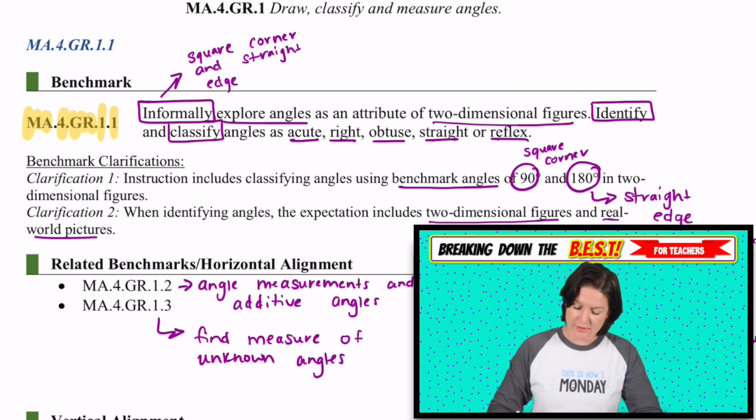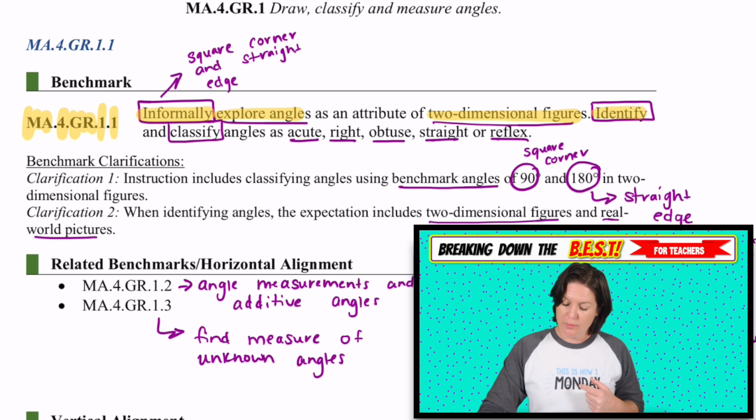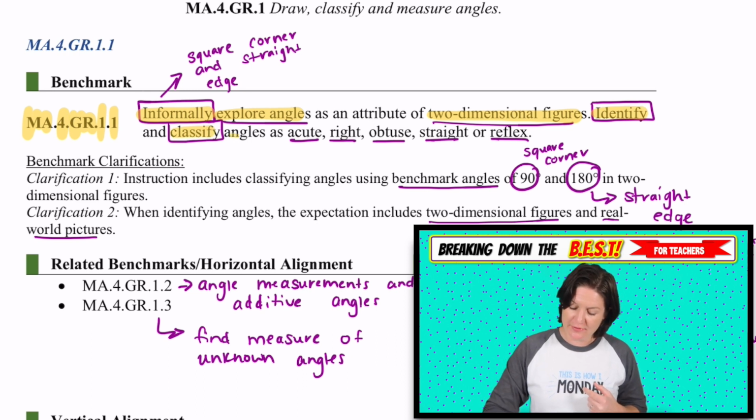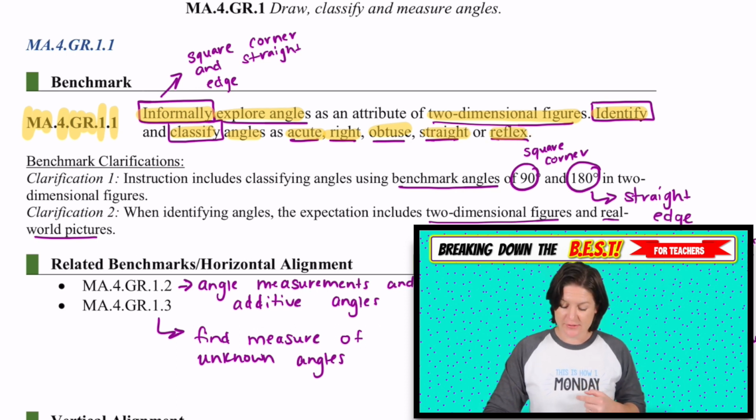Today's standard is MA.4.GR.1.1, and this standard says to informally explore angles as an attribute of two-dimensional figures. We will identify and classify angles as acute, right, obtuse, straight, or reflex.